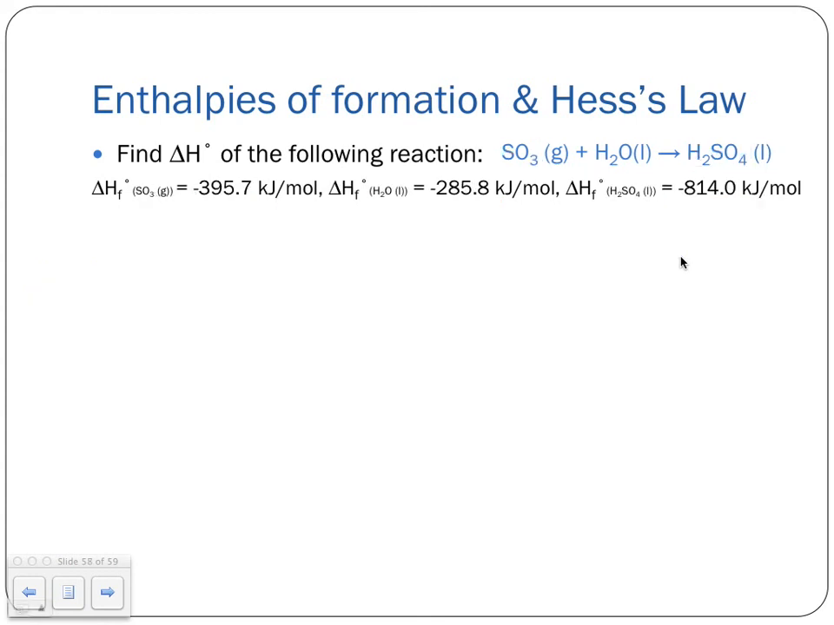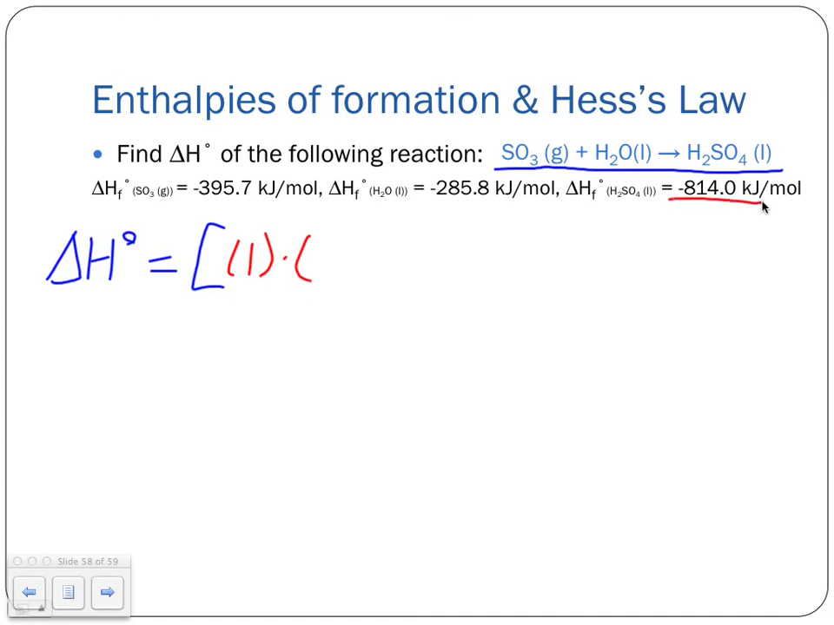Let's try another one. In this case, we have SO3 plus H2O yields H2SO4. Assuming these all are in their standard states, basically they will be unless I tell you otherwise. For doing this here, we're going to set it up the same way we did before. To figure this out, we first want to sum up the products. And so we only have one product here, H2SO4. It has a coefficient of just 1, so we put a 1 times the enthalpy of formation for H2SO4. We look at our table here, it tells us it's negative 814.0.